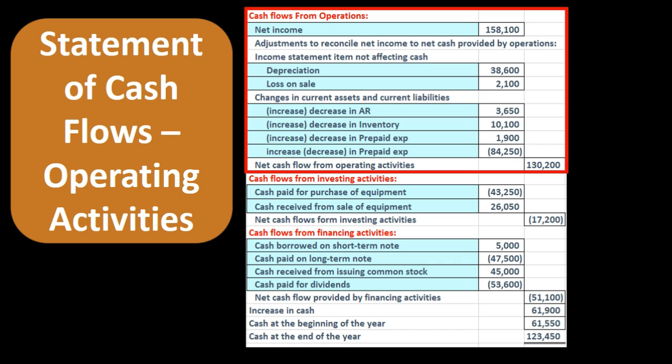Important to note that the cash flows from operations and the difference between the direct method and indirect method are only applicable to the cash flow from operations. The two methods will be the same for the cash flows from investing activities and the cash flows from the financing activities.